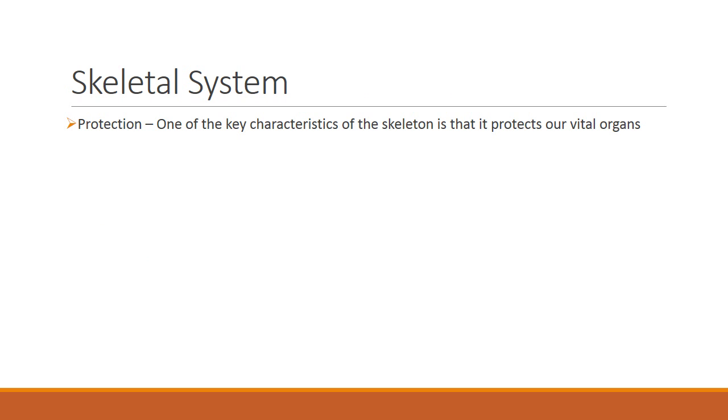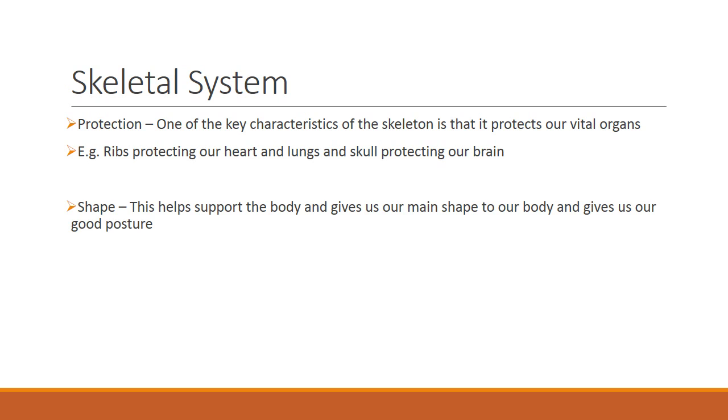So obviously it helps to protect vital organs. So like you've got your rib cage that helps protect your heart and your lungs. You've got your skull that helps protect your brain as well. Shape, obviously it gives the body our shape. Because obviously if we didn't have a skeleton, we'd just be, not bones, sorry, just a pile of muscle on the floor. And it obviously leads to our posture as well, depending on the shape of your skeleton.